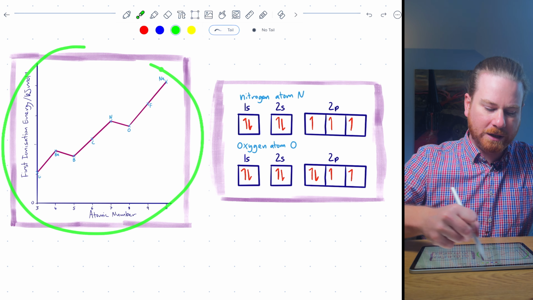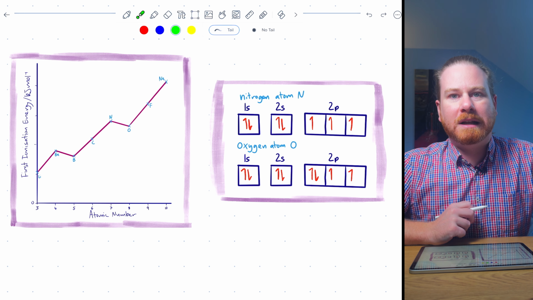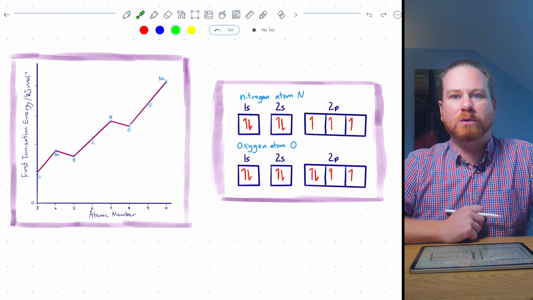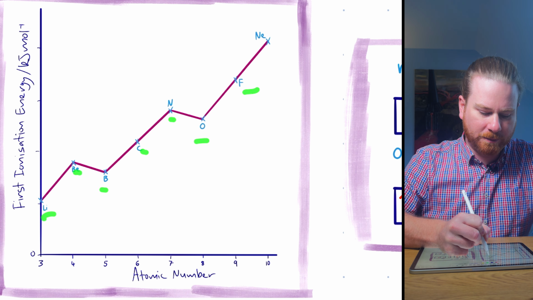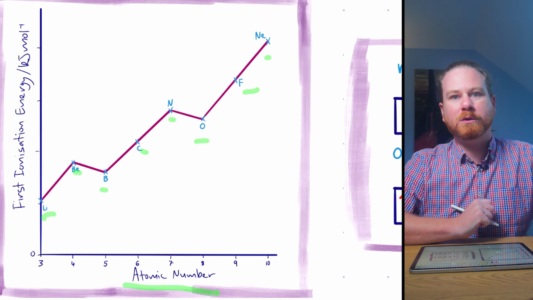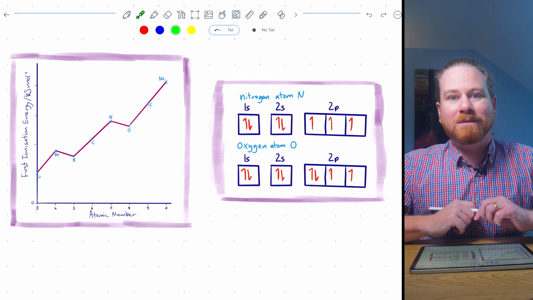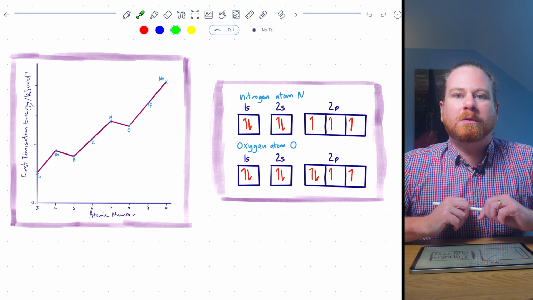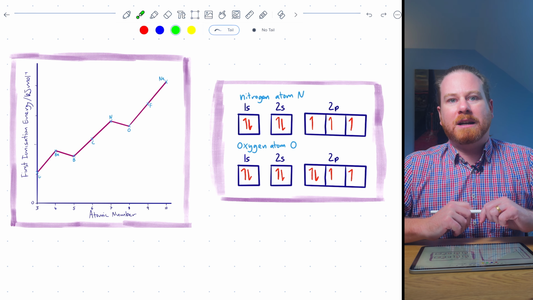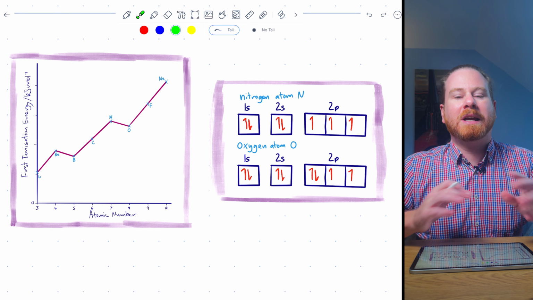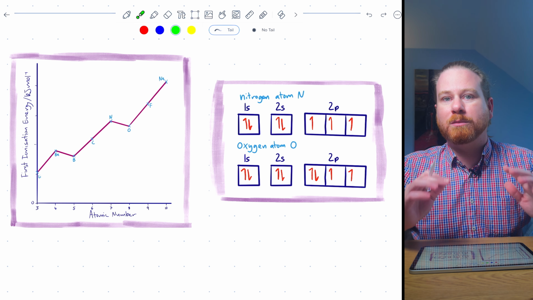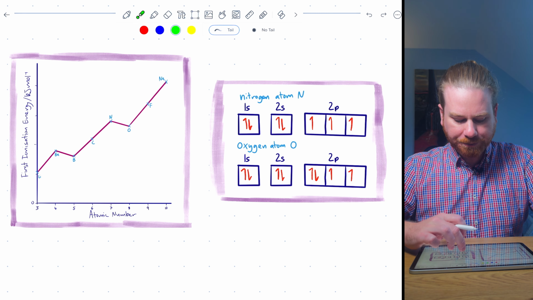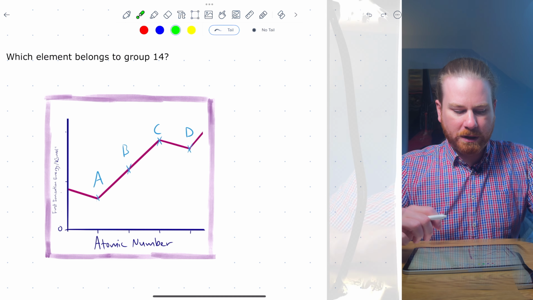So even when we don't have this full, lovely labeled graph as we do here, with all of the elements labeled and their atomic numbers labeled at the bottom, we can still figure out which group the elements are in. Being able to understand this graph and figure out which group the elements are in is a popular exam question. So let's have a quick look at one now.